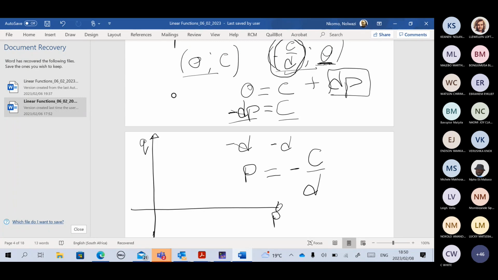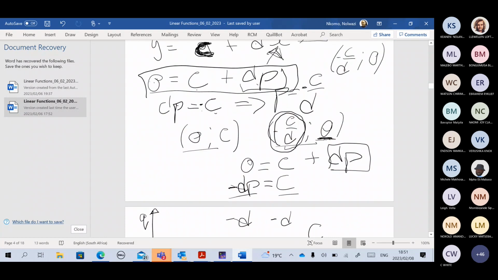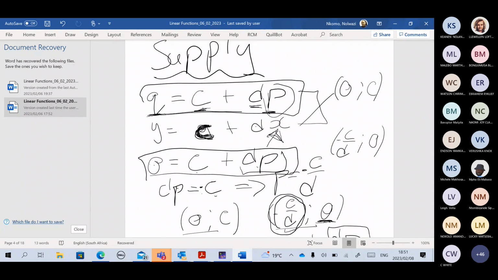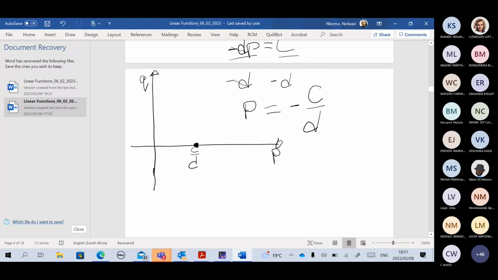So we have C over D is to zero, which is here, right? And going back to this equation, we have Q is equal to C plus DP, right? Since P is the independent variable, we said any constant of the independent variable is our slope. And this constant here is positive, right? Meaning our graph is increasing. If this point is here, then our graph is going up.